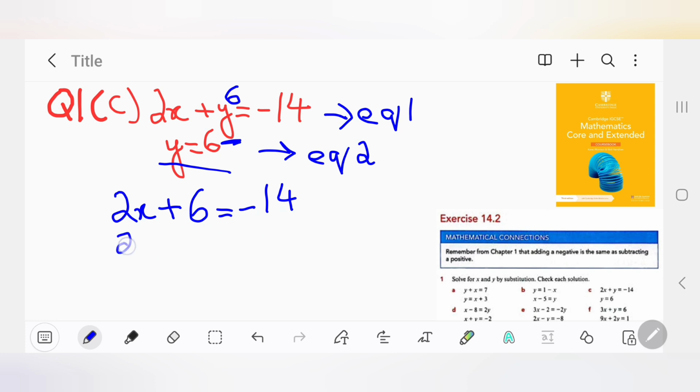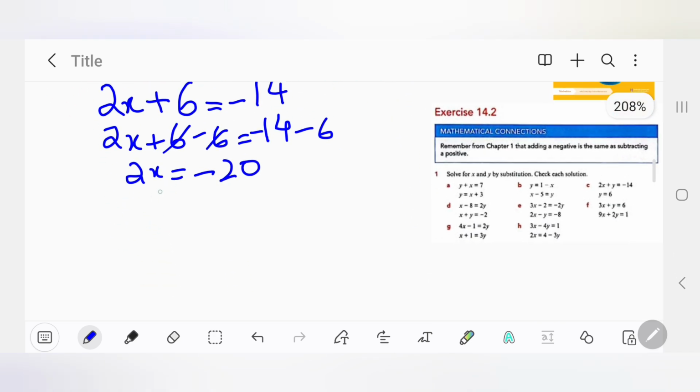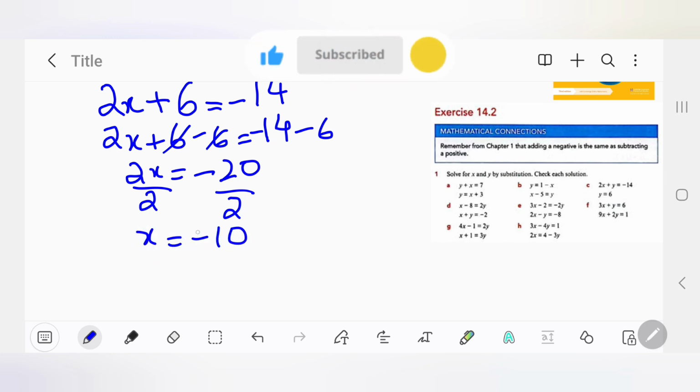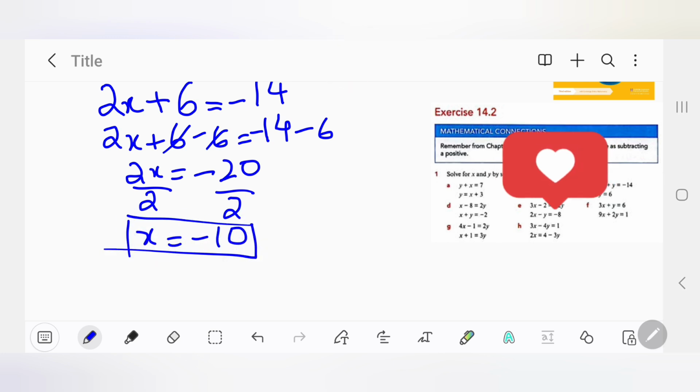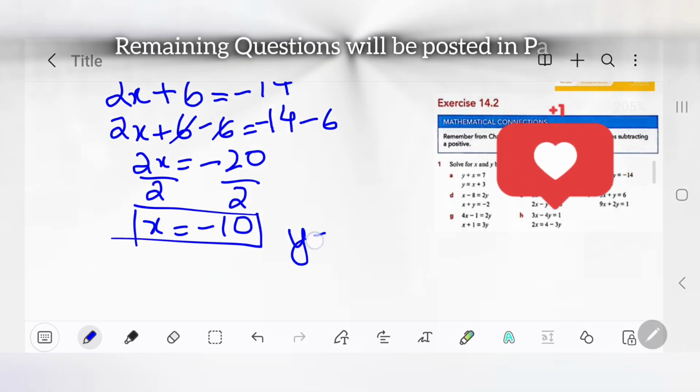Here you can see that we have two numbers and one variable. So 2x will remain as it is, and I have to move the number 6 to the other side, so I will do minus 6 on both sides. After that I will cancel the 6s, and I will do minus 14 and minus 6. Negative makes addition, so I will get negative 20, and after that divide by 2 on both sides. Now I got my value of x equals negative 10, and I already have the value of y, which is y equals 6, and this is the solution of this equation.